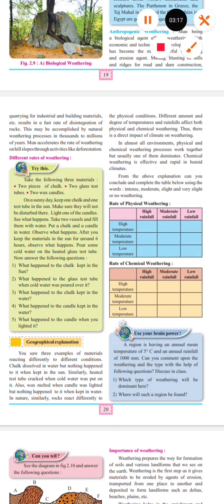Now, one thing to remember: what factors control the rate of weathering? First is climate, humid climate, dry climate, and the rock type also.